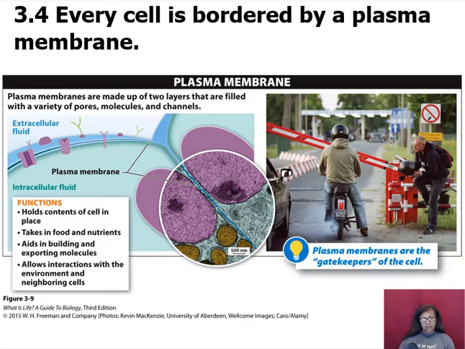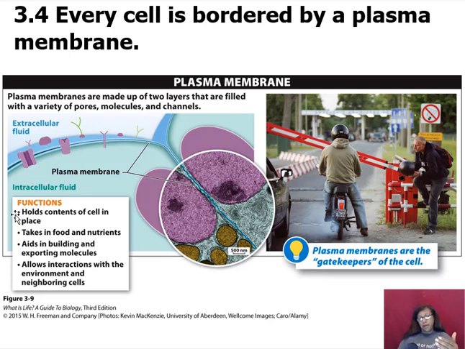So every cell is bordered by a plasma membrane. It's surrounded by a plasma membrane. And these plasma membranes are made up of two layers, the bilayer, that are filled with a variety of pores. So this membrane is not just this monolithic bilayer. It actually has a lot of different structures inside of it.